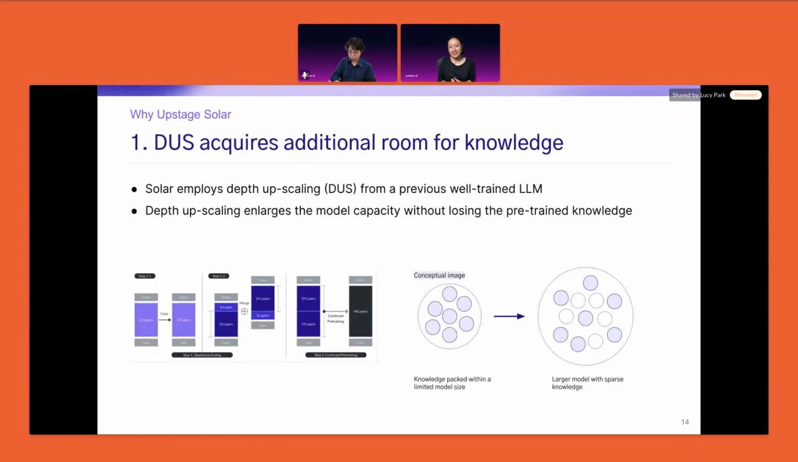Our first hypothesis is that DUS, which we just covered, led to superior fine-tuning capabilities. We thought this could be a cause because when you execute depth up-scaling, the model's capacity goes up, and without losing pre-trained knowledge, we are assuming that this provides more room for additional knowledge and think that this makes Solar highly adaptable and capable of fine-tuning for specialized tasks.